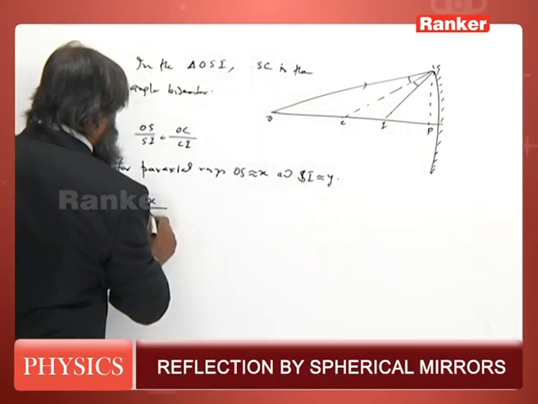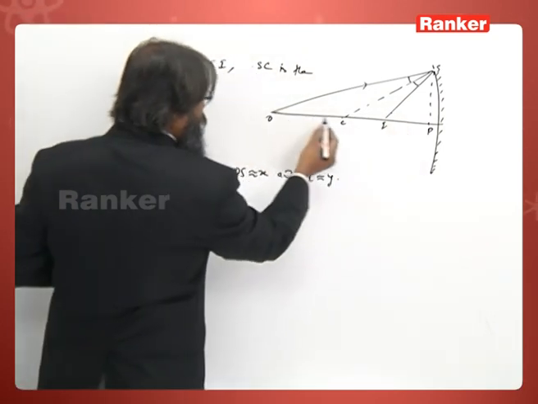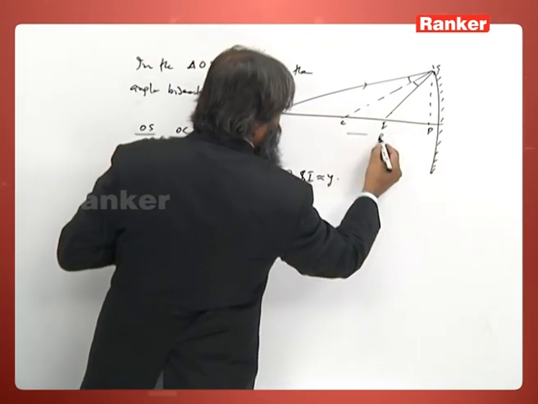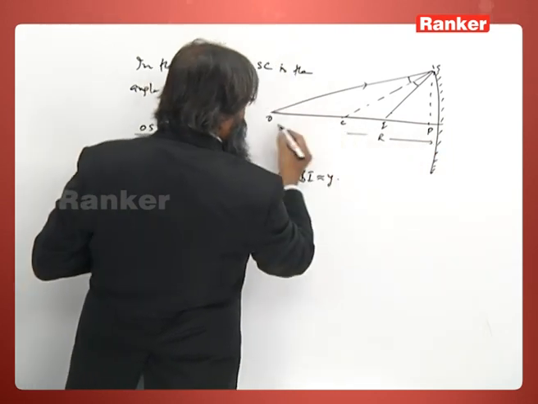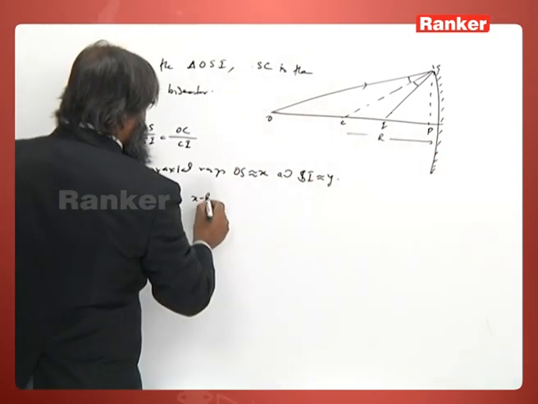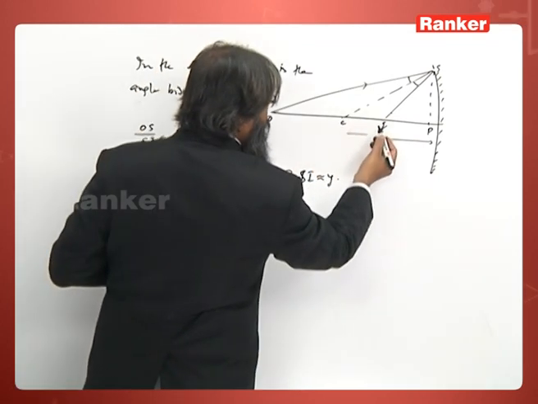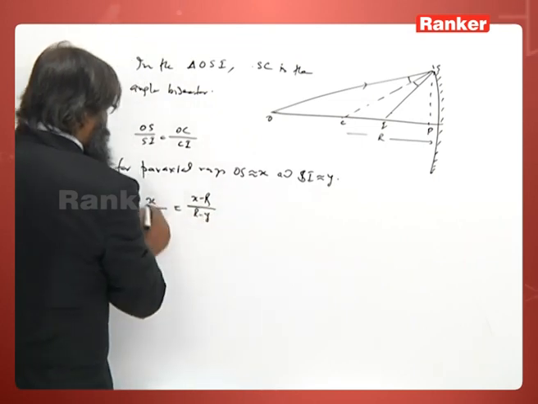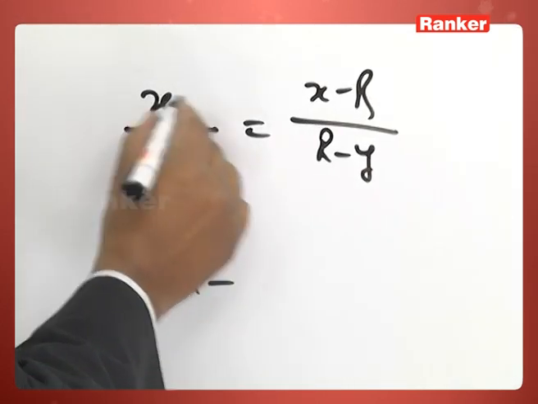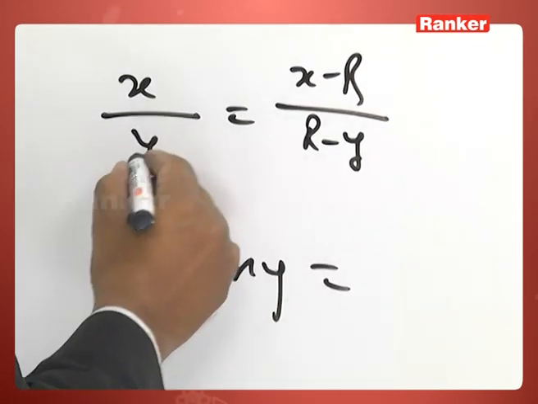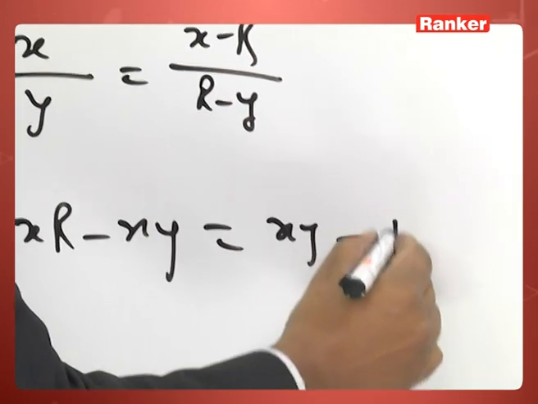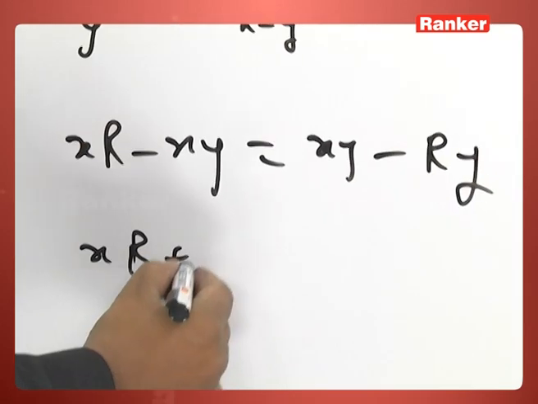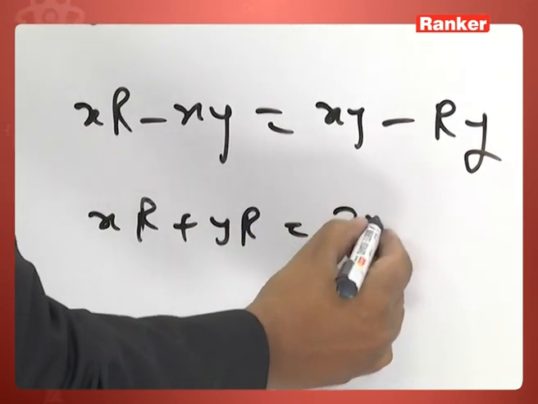CI as Y. What is OC? OC is total, this distance is R. This is R. So X minus R, and CI is R minus Y. So simply XR minus XY, cross multiply, is XY minus RY. So XR plus YR is equal to 2XY.